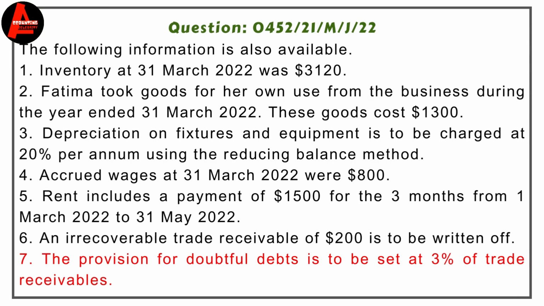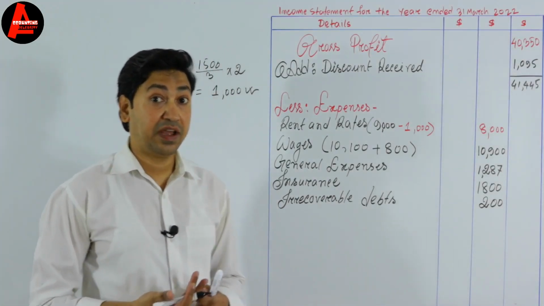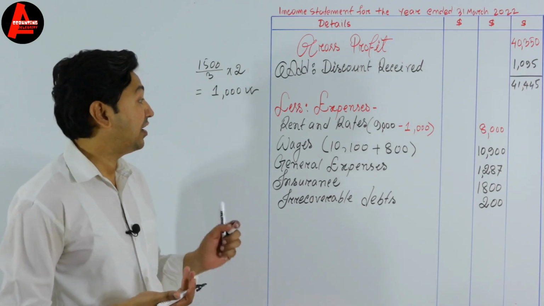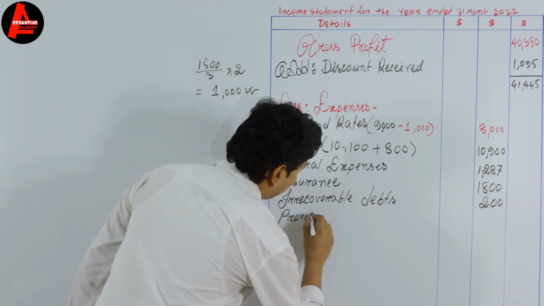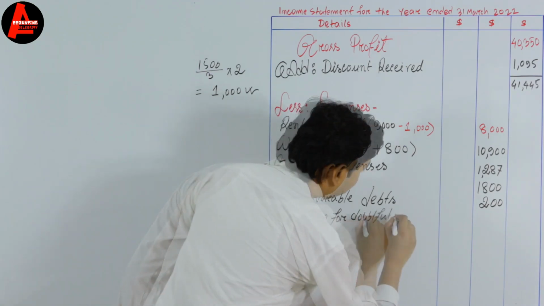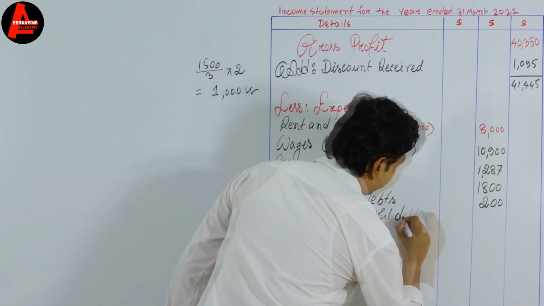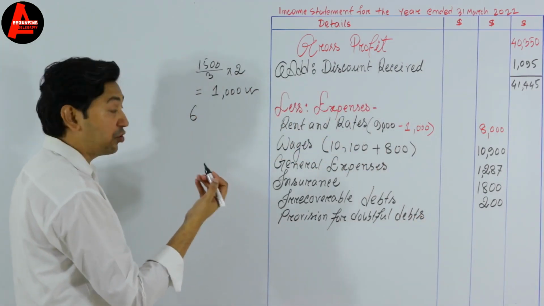Number 7, the provision for doubtful debts is to be set at 3% of trade receivables. So now we need to calculate provision for doubtful debts. This is also an expense, so we need to write it here. So let us write provision for doubtful debts. We need to calculate 3% on trade receivables.